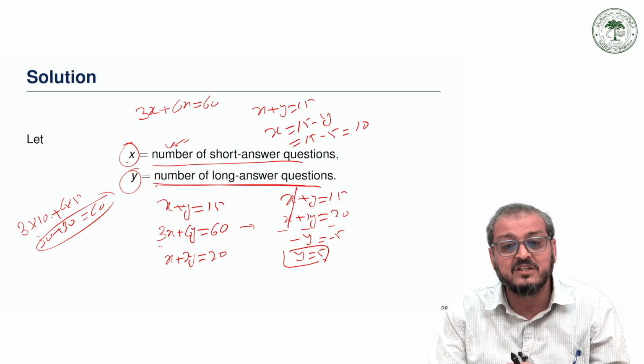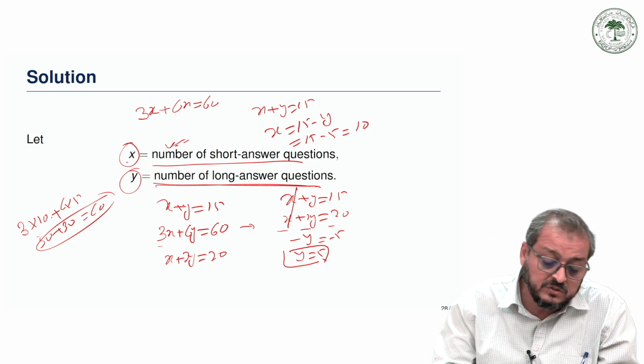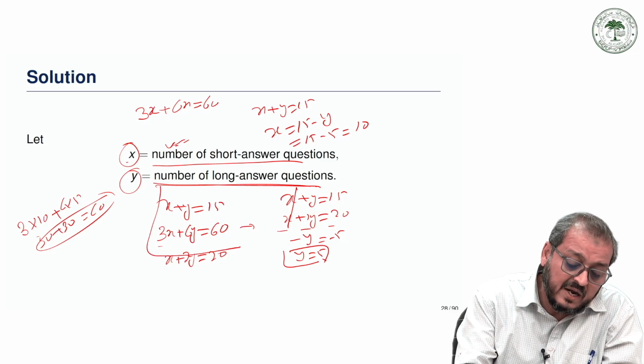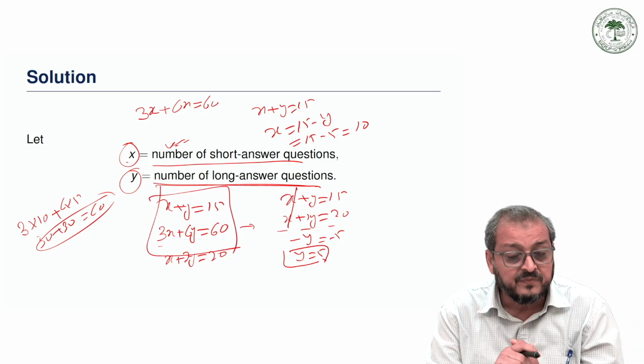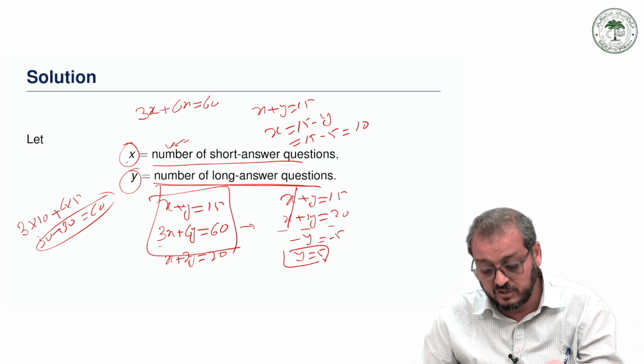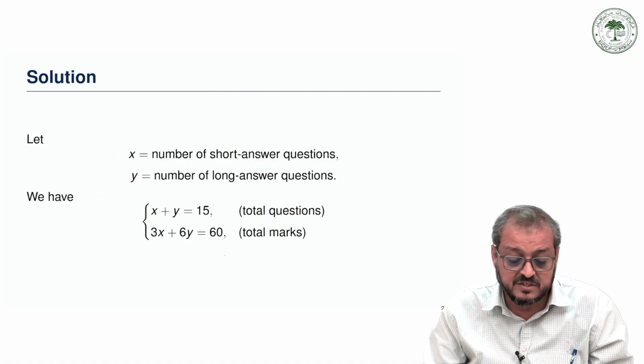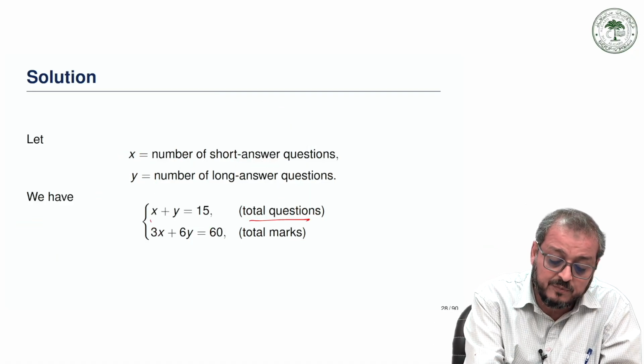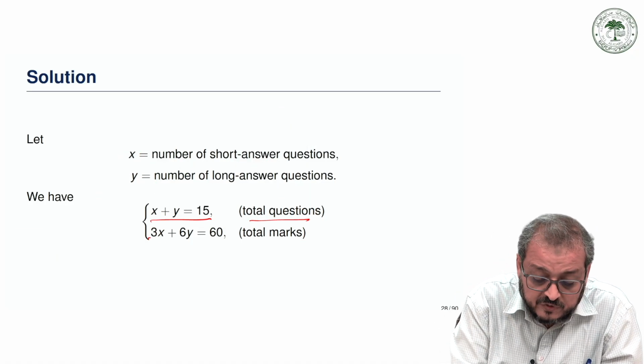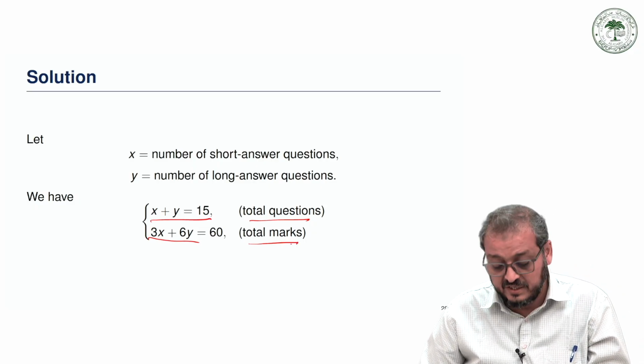So this means we can solve this problem by writing it in the form of equations. I just said that x plus y is equal to 15 is the total number of questions, and 3x plus 6y is the total marks we have to assign in this form.